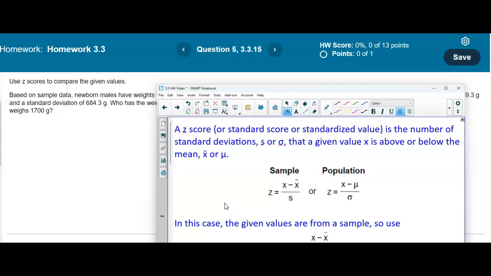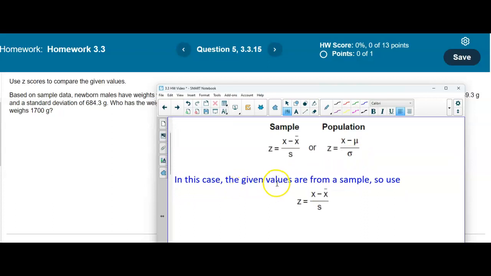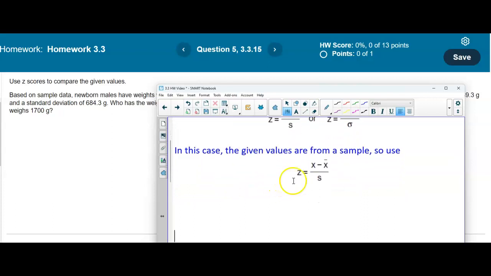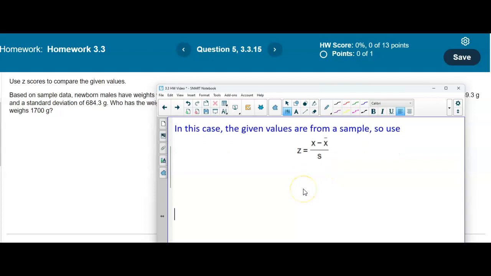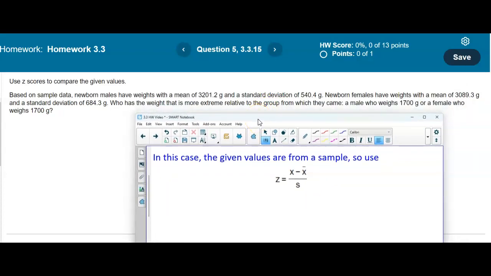So, first things first, a z-score, or standard score, or standardized value, is the number of standard deviations that a given value x is above or below the mean. So we have the sample z-score formula and the population z-score formula. In this case, the given values are from a sample, so we're going to use the sample formula. The first thing we want to do is find the z-score for the males. So let's take a look at that.